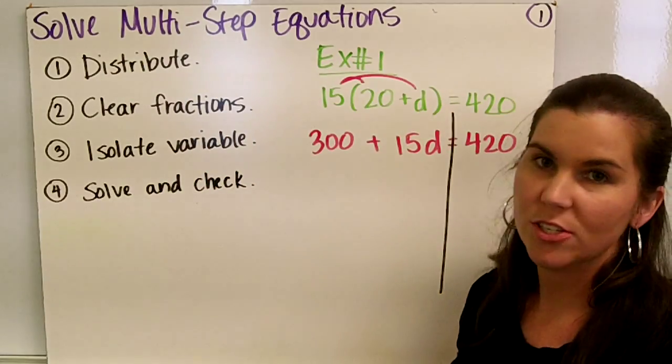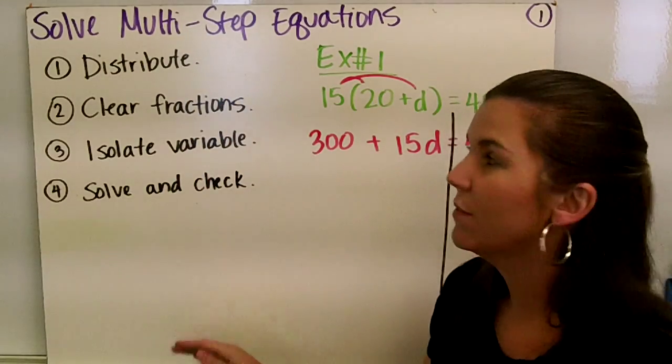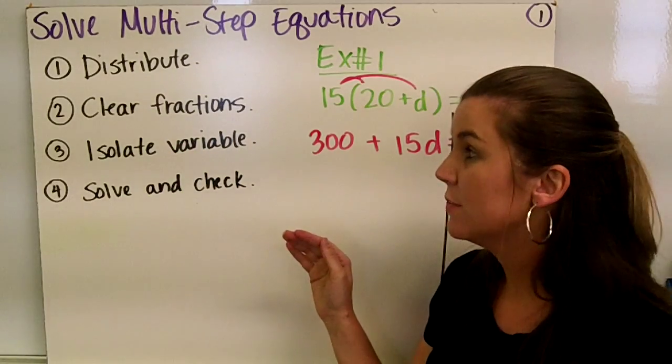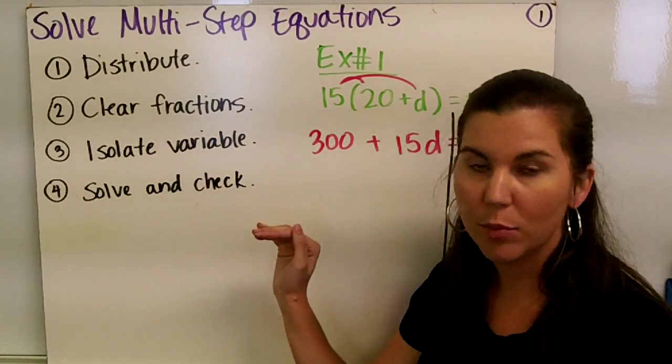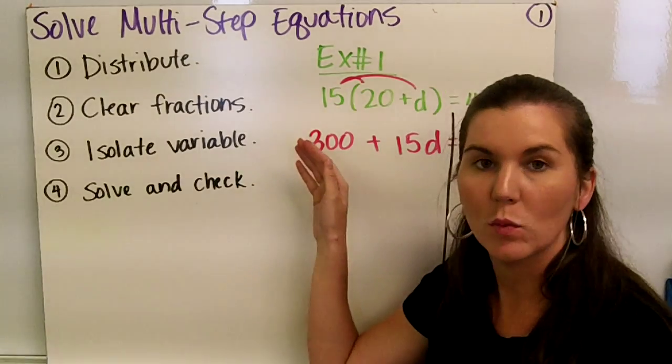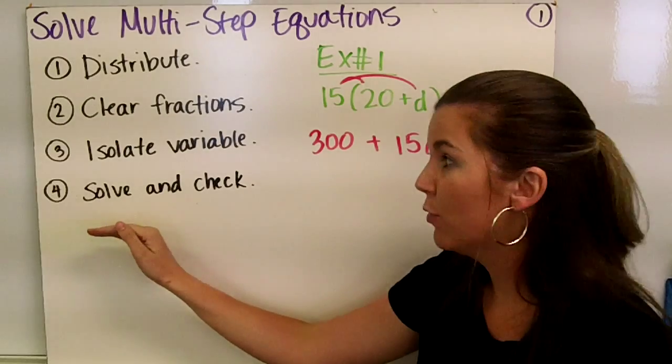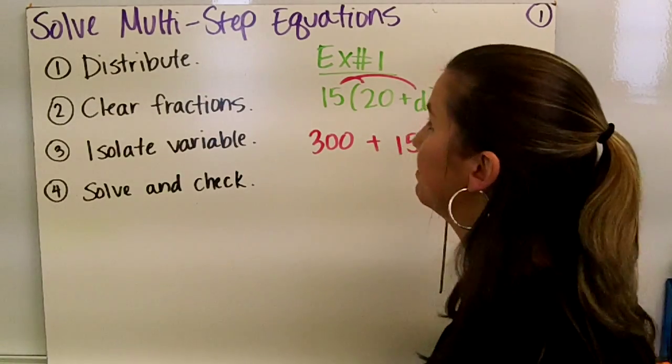Solve multi-step equations. Here are the 4 steps you're going to follow. First, you're going to distribute. Then you're going to clear fractions if there are any. Isolate the variable. That means get the letter by itself on one side of the equation and make sure it's positive. And then solve for the variable and check your answer.